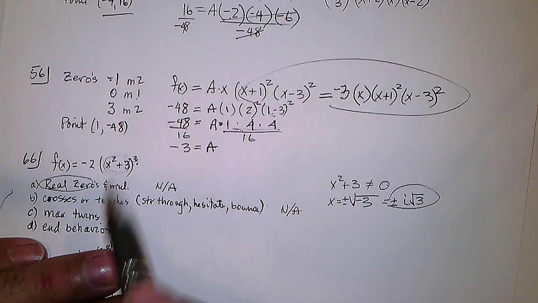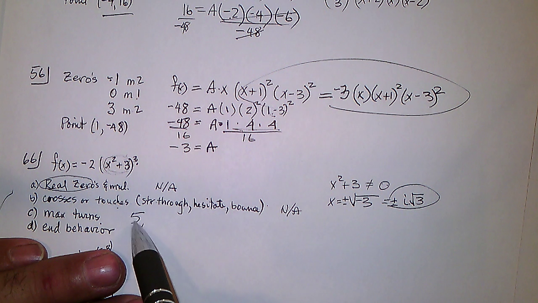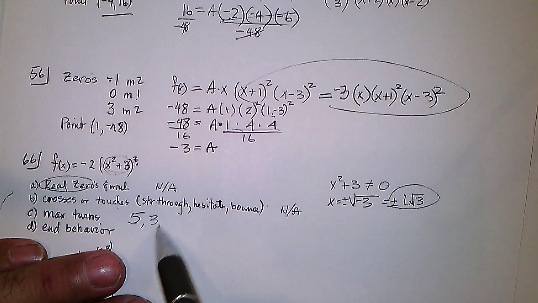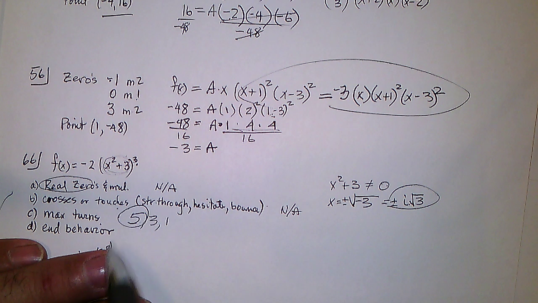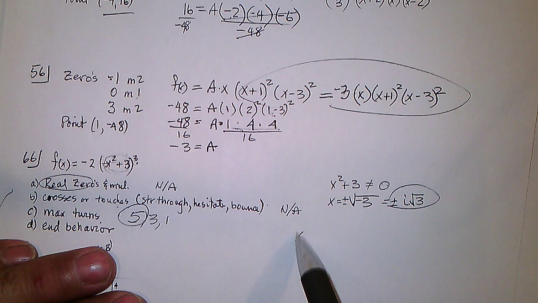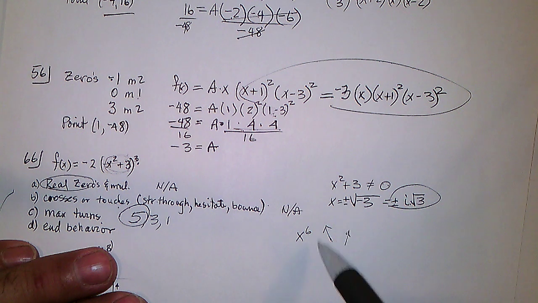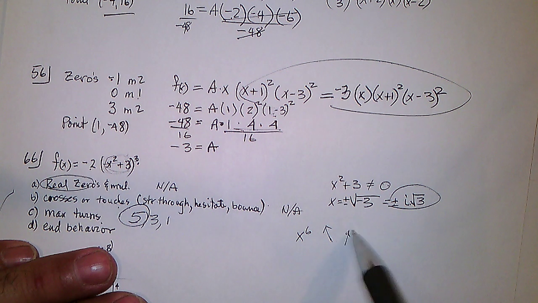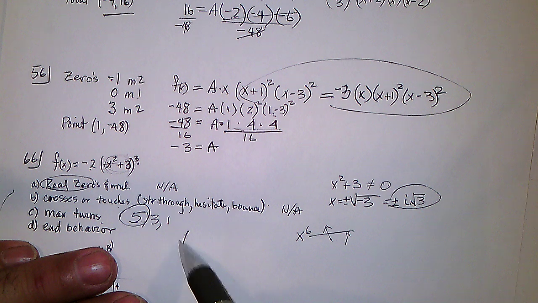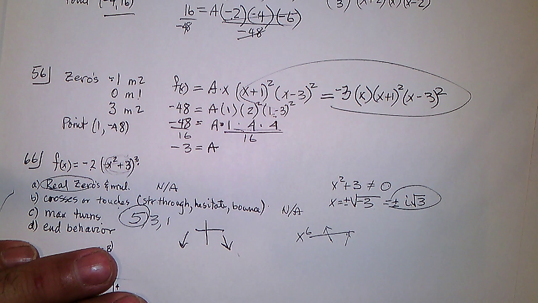The maximum number of turns: it's x to the 6, so it could have 5, that's the max, but the possible number of turns is 5, 3, or 1, but max is 5. And the end behavior: this is degree 6, so both ends go in the same direction, but with the negative 2, they're both going to go down. So the end behavior is down on each side of the graph. And that's it for this assignment.